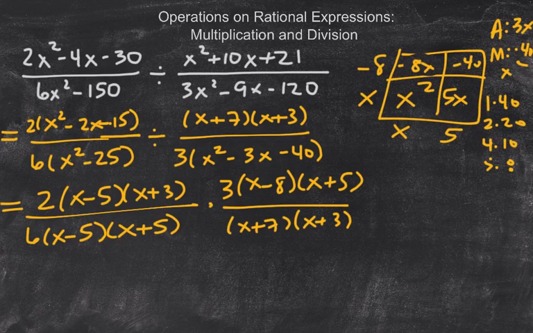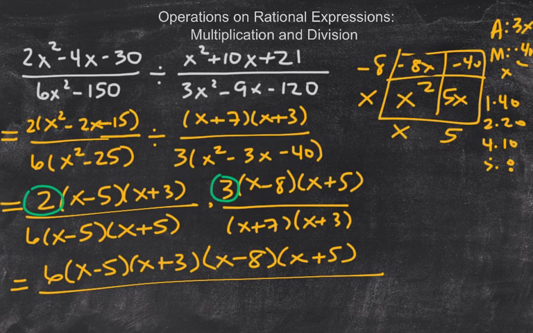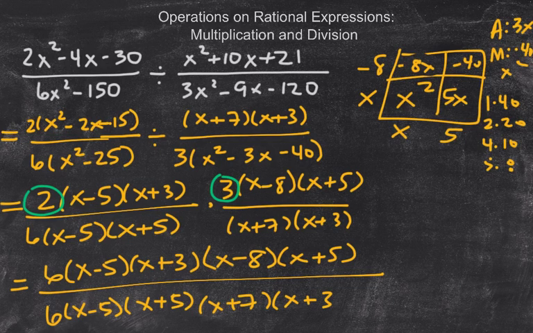Okay, so now I've got this written as a multiplication problem. And so I'm going to rewrite it. I'm going to pull the 2 and the 3. I'm going to combine. So 2 times 3 is 6. Times x minus 5 times x plus 3 times x minus 8 times x plus 5 divided by 6 times x minus 5 times x plus 5 times x plus 7 times x plus 3.